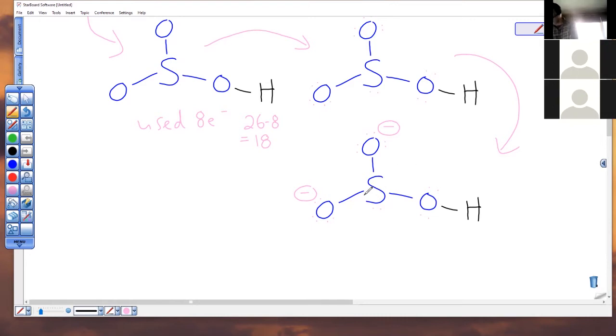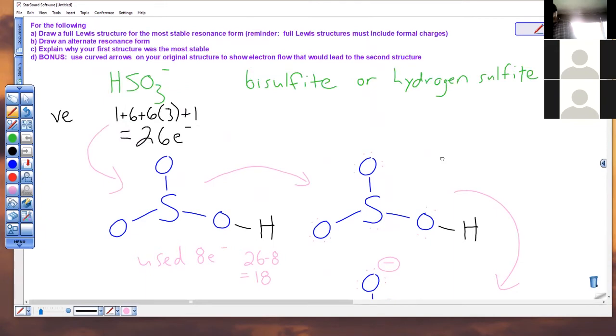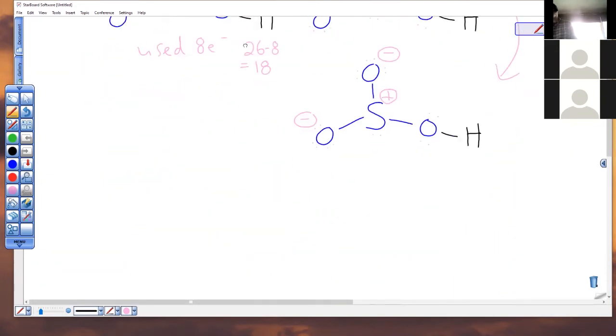Sulfur here owns both of those electrons, half of that, half of that, half of that. That's 5. On the periodic table, it owns 6. This sulfur owns 1 less valence electron than the periodic table. It has a +1 formal charge. And you haven't got your answer to A yet. We do not have the most stable resonance form.